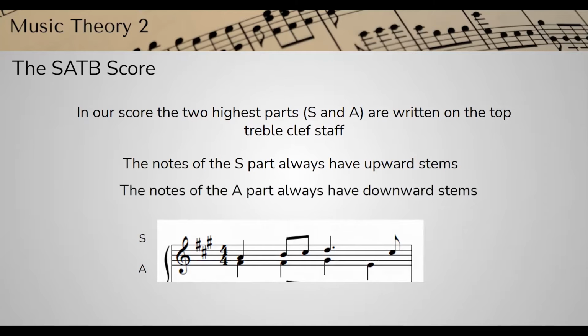The notes of the alto part will always have downward stems. And that just makes it easier to see, right? If all the stems were facing the same direction, you wouldn't be able to pull them apart visually, all right? So soprano and alto are written on the same staff, the top treble clef, and the soprano notes will always have an upward stem, and the alto notes will always have a downward stem.